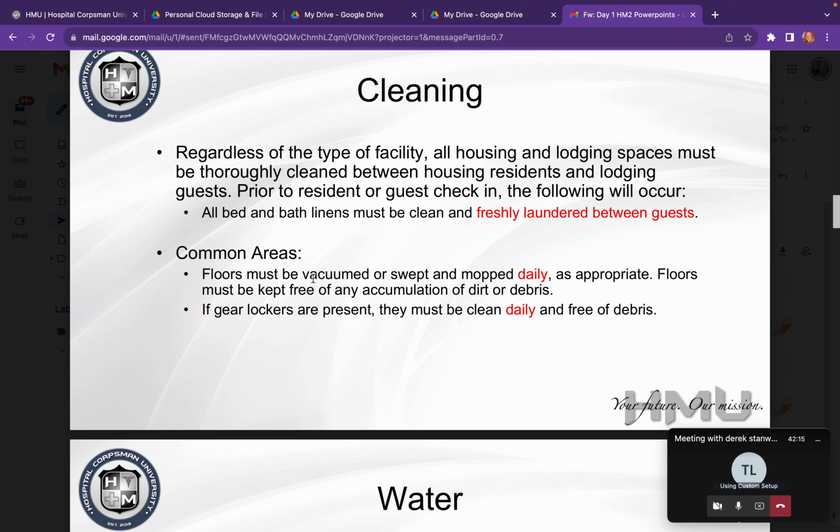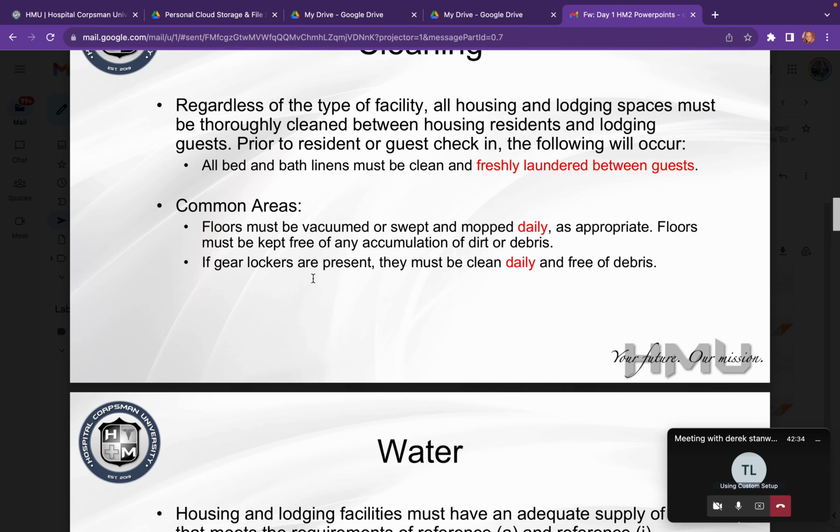Common areas must be vacuumed, swept, and mopped daily as appropriate. Basically, if it looks dirty, clean it. The commanding officer, as always, has the authorization to make it even stricter than everyone else. So if you're in the barracks and they say you're going to clean up every single day, guess what? You're going to clean up every day. Gear lockers at present must be clean daily and free of debris.